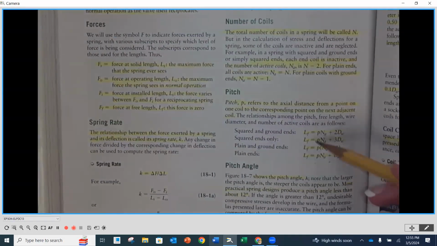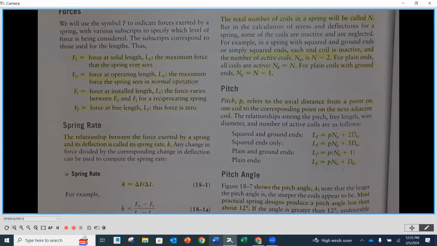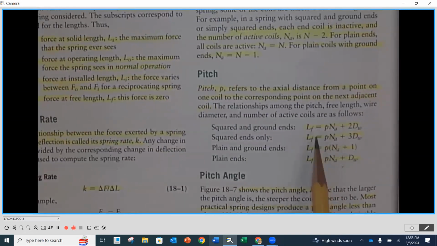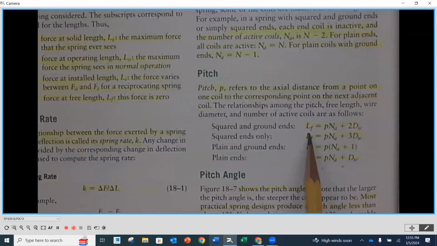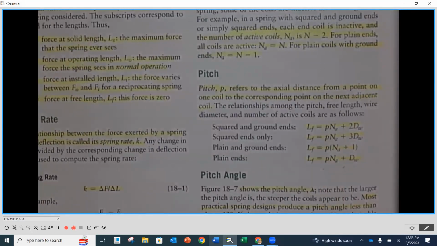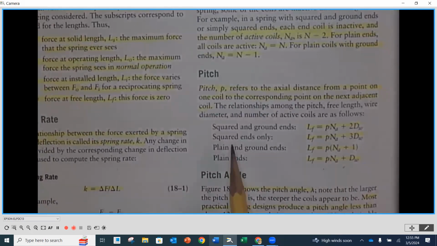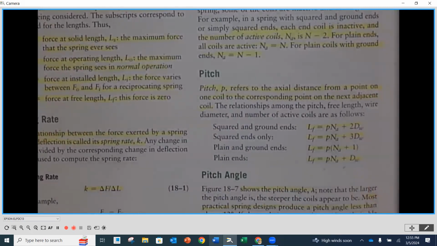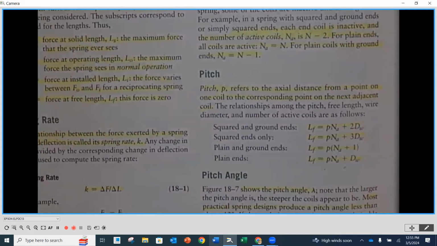So right in the middle, right after that pitch section there, you're going to notice that we can relate the free length, L sub F, is equal to small lowercase p, which is going to be our pitch, times the number of active coils. So we have to know, are we squared and ground? Are we only squared? Are we plain and ground, or are we just plain? Okay, because the equation changes a little bit depending on the number of coils that are active.